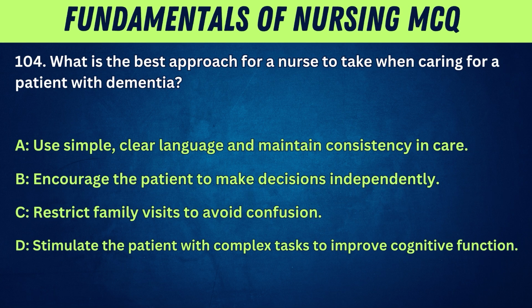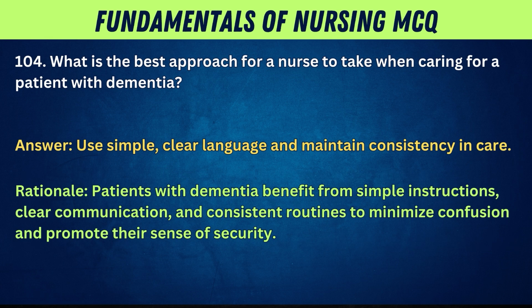104. What is the best approach for a nurse to take when caring for a patient with dementia? A. Use simple, clear language and maintain consistency in care. B. Encourage the patient to make decisions independently. C. Restrict family visits to avoid confusion. D. Stimulate the patient with complex tasks to improve cognitive function. Answer: use simple, clear language and maintain consistency in care.